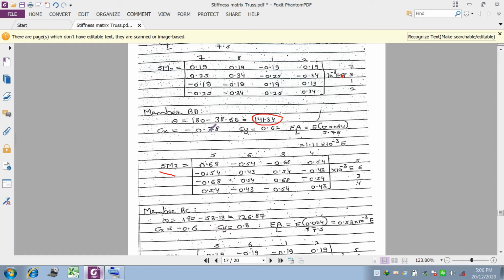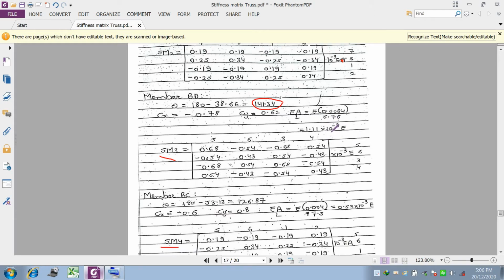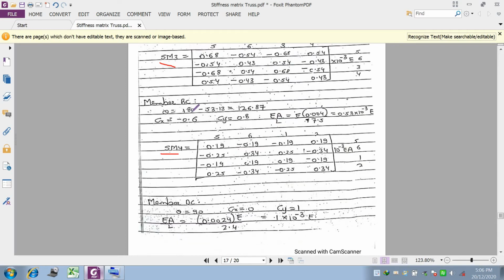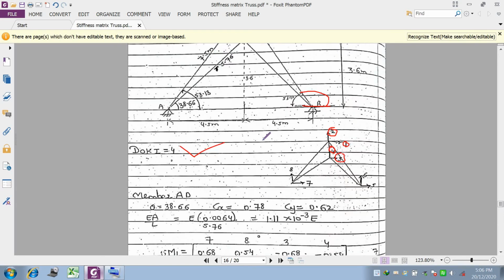So Cx is equal to cos of 141.34. The answer is minus 0.78. Cy is equal to 0.62. EA by L is equal to 10 to the power minus 3 EA. Put this value of 10 to the power minus 3 E outside the bracket. Write the respective coordinate for BD, 5634. Calculate the structural matrix as per the formula. Then BC, again BC.